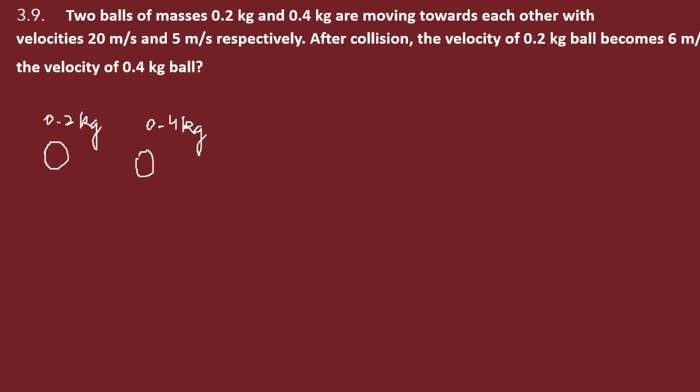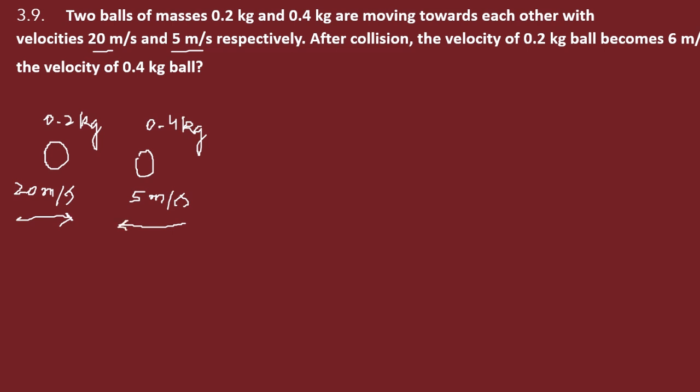For example, it is given that the velocity of the first ball is 20 meter per second. I write here 20 meter per second and let it be moving towards right. I draw an arrow showing the direction of the motion. And the second ball is moving with a velocity of 5 meter per second. Since both are moving towards each other, the direction of the motion of this ball will be from right to left, this side.